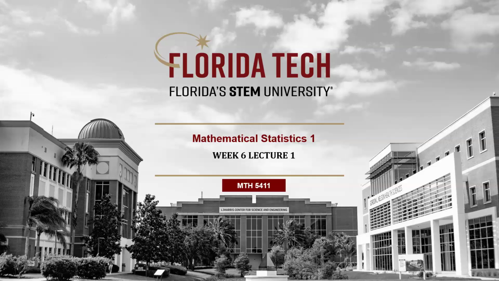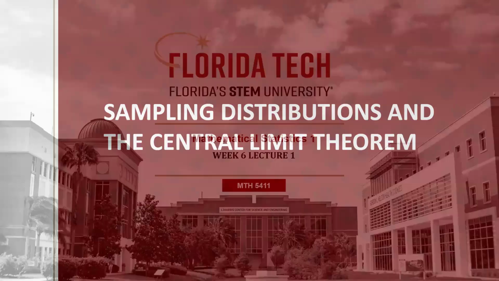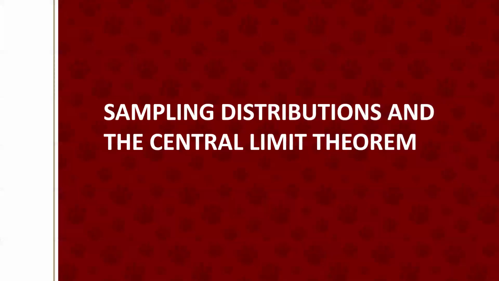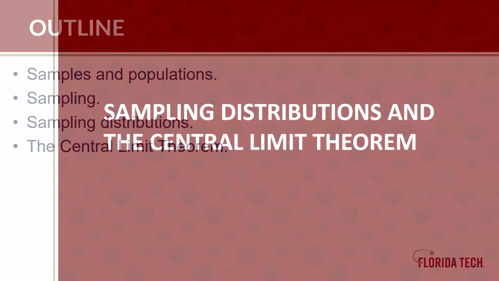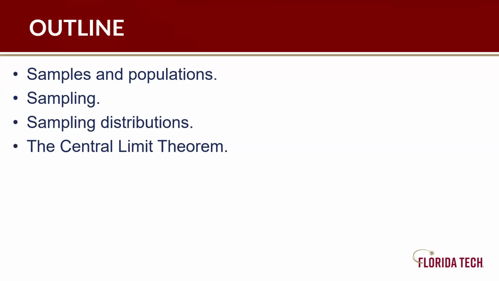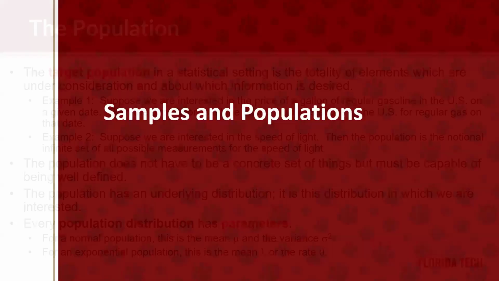This is really our key, however. This time we're talking sampling distributions and we're talking the central limit theorem. So that's our big payoff at the end of this. So we'll start with samples and populations. We'll discuss sampling. We'll discuss sampling distributions, and then we'll talk central limit theorem.